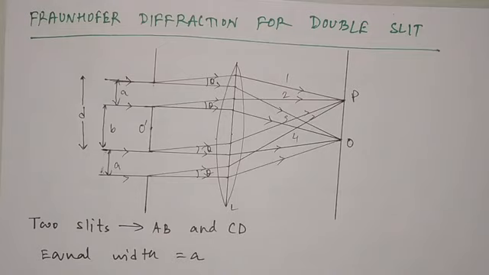So we had discussed the Fraunhofer diffraction pattern for a single slit and a circular aperture. Now we'll see what the Fraunhofer diffraction pattern will be for a double slit. So instead of one slit, if we use two slits of equal width, as you can see, there are two slits.